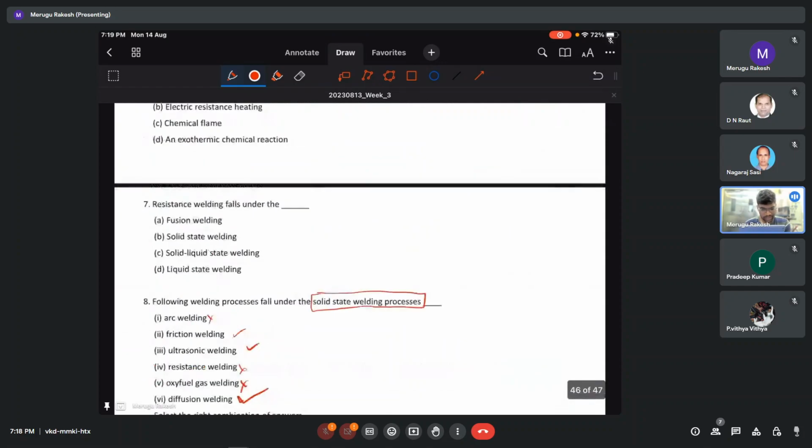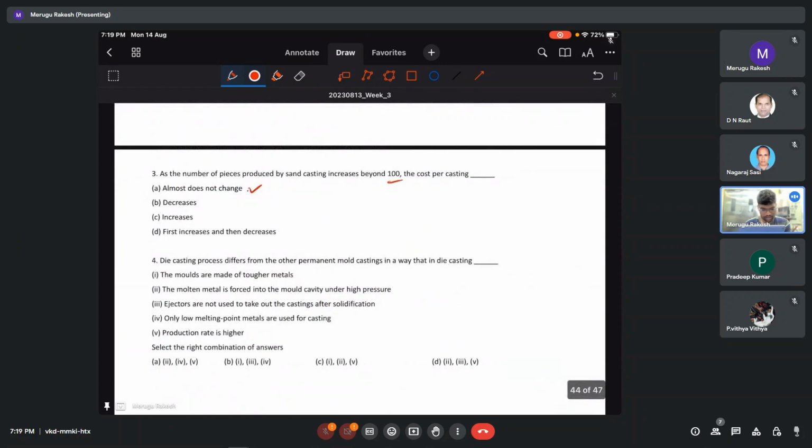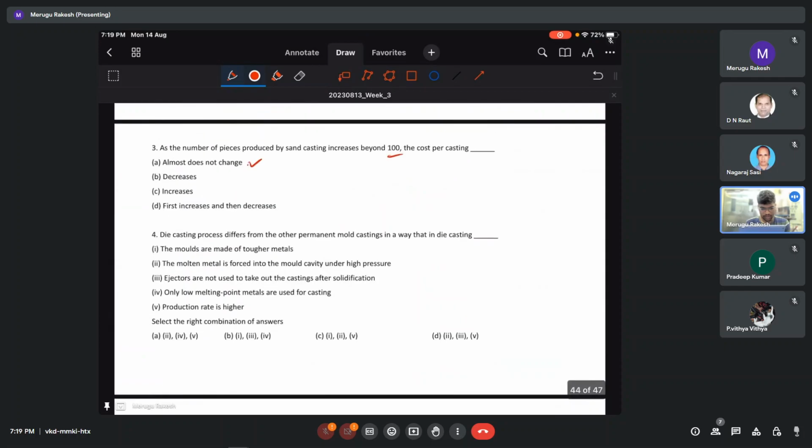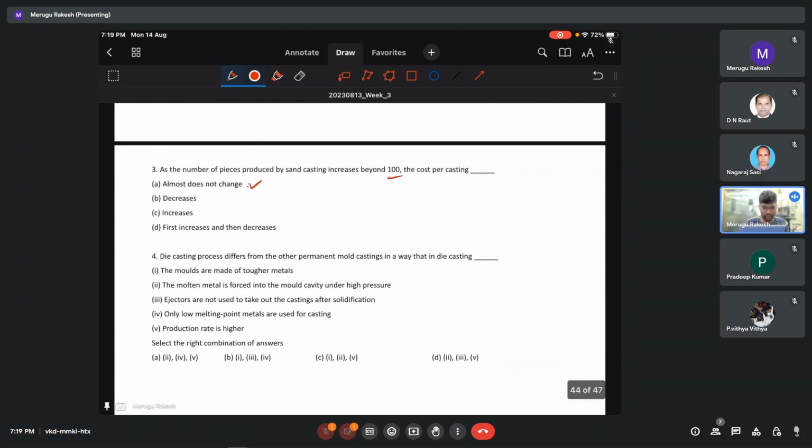I think we missed this slide in a hurry. Oh, sorry. We missed a slide. Yeah, let us solve this fourth question as well. Just read the fourth question. I think we slipped a question. Option C, first, second, and fifth. Okay, thanks.